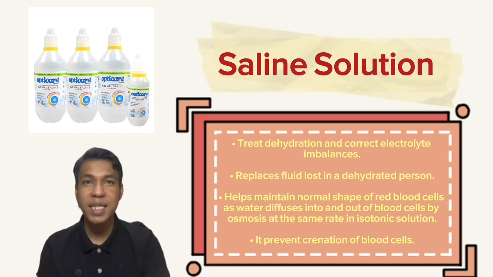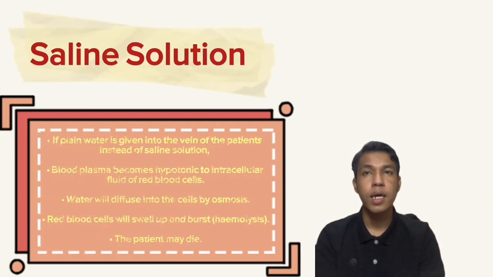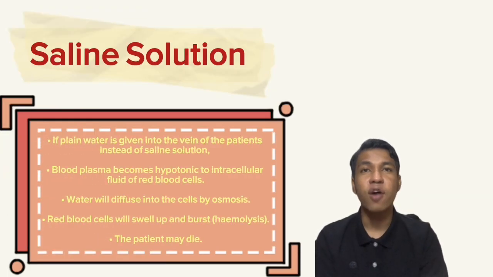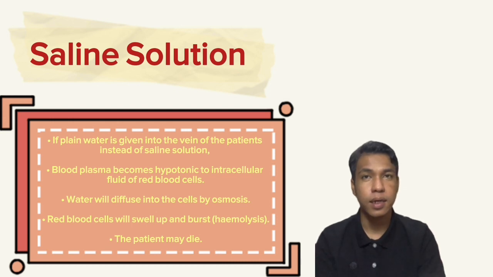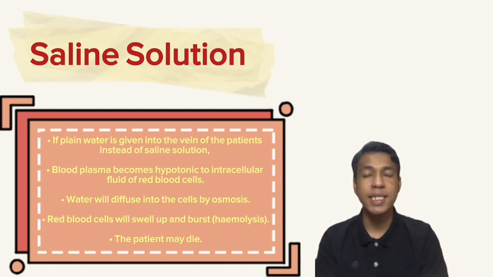It also helps to maintain the normal shape of red blood cells, as water diffuses into and out of blood cells by osmosis at the same rate in isotonic solution. Thus, it prevents crenation of blood cells from occurring. If plain water is given into the vein of the patient instead of saline solution, the blood plasma becomes hypotonic to the intracellular fluid of the red blood cell. Water will diffuse into the cells by osmosis. The red blood cells will swell up and burst as they undergo hemolysis, and the patient may die from it.